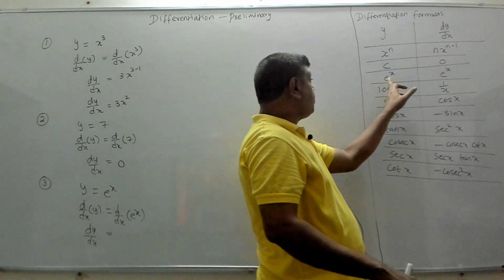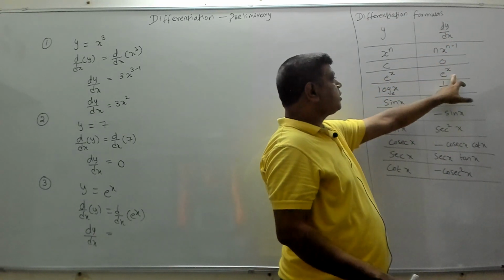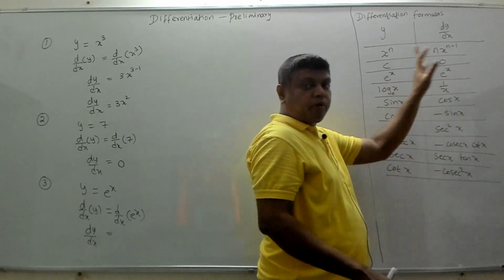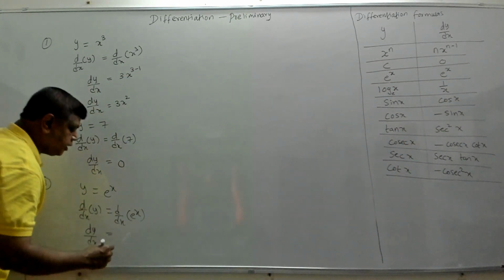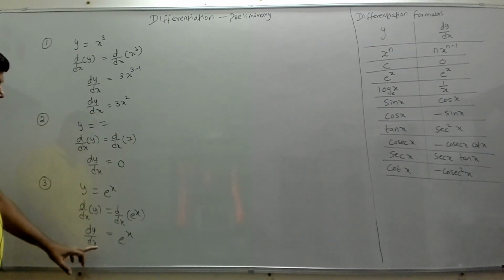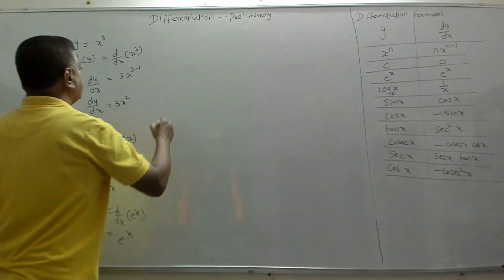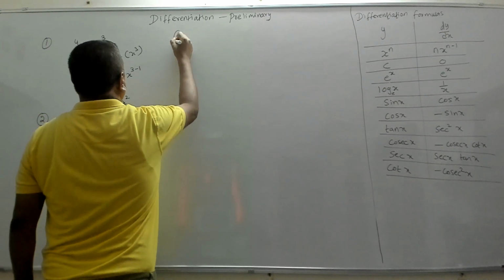What is the differentiation of e power x? The differentiation of e power x is e power x itself. So you get e power x. So what is dy by dx? If y is e power x, your dy by dx is also e power x. Right? Then let's take the fourth one.